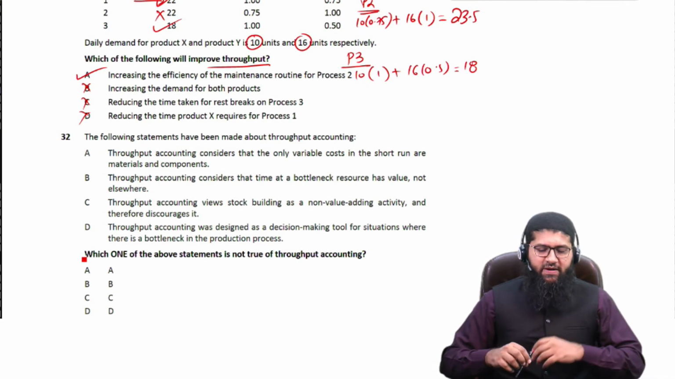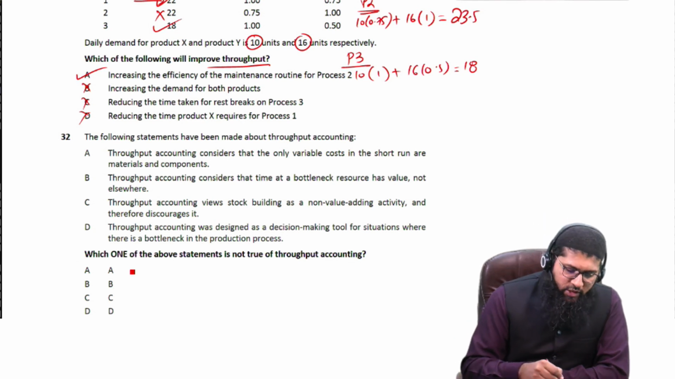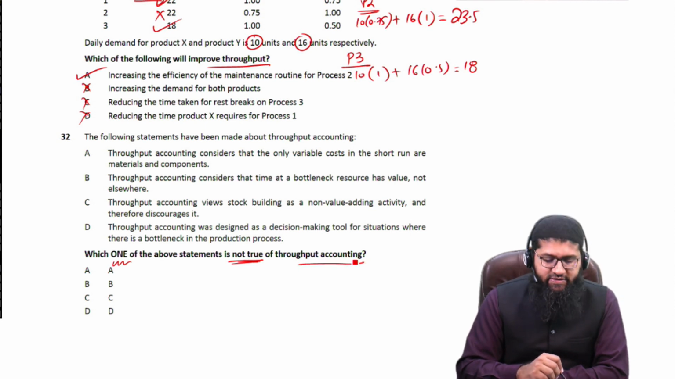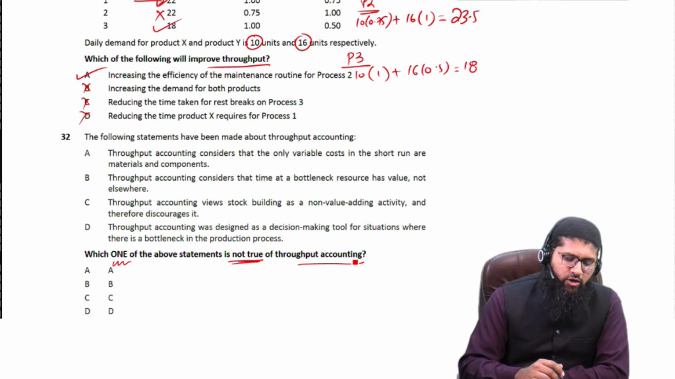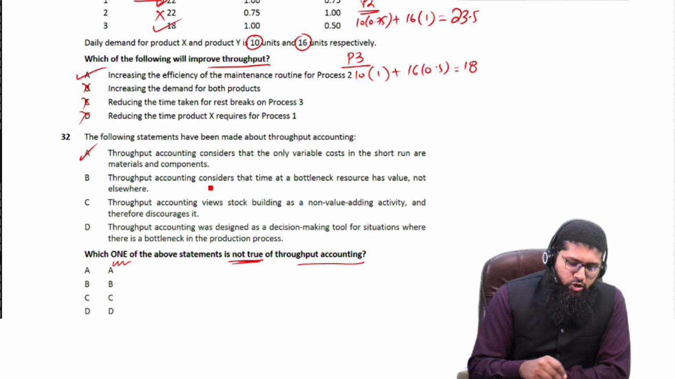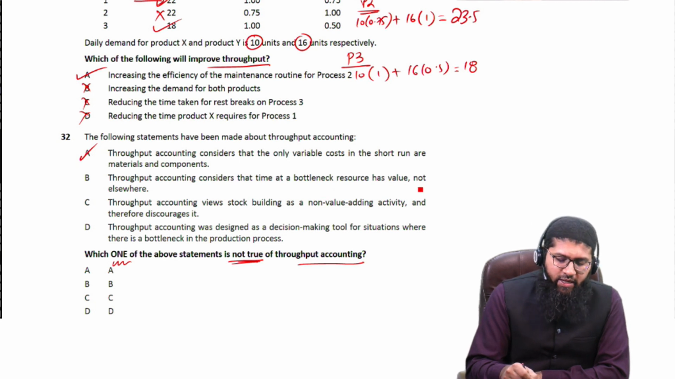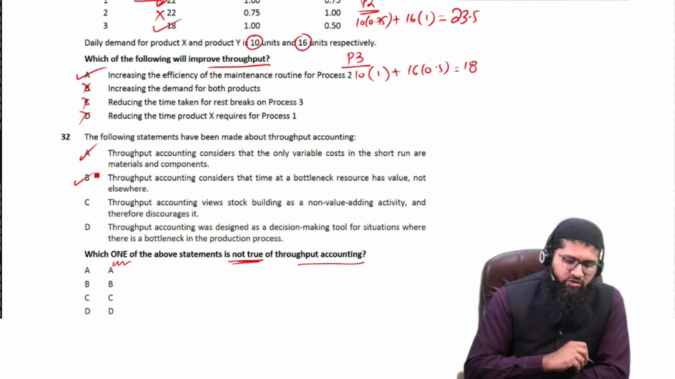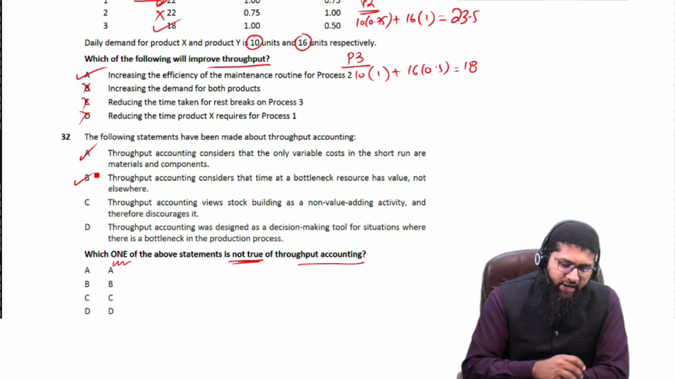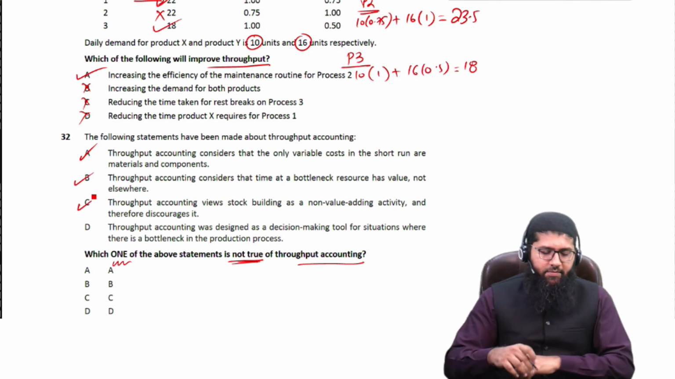Next: the following statements have been made about throughput accounting. Which one of the above statements is not true? So what does it say? Throughput accounting considers that the only variable costs in the short run are materials and components. This is true. Throughput accounting considers that the time at the bottleneck resource has a value, not elsewhere. Yes, this is also true. Throughput accounting views stock building as a non-value adding activity and therefore discourages it. Yes, it's close to JIT.